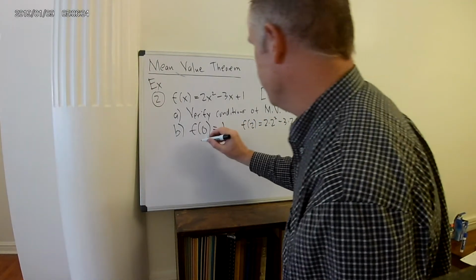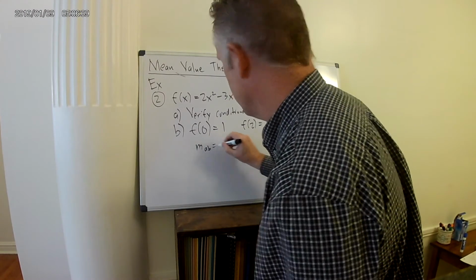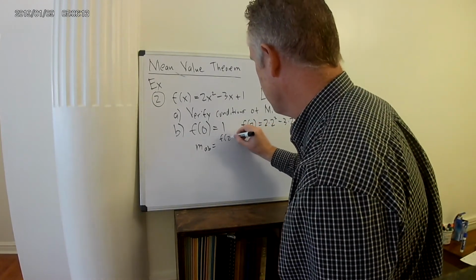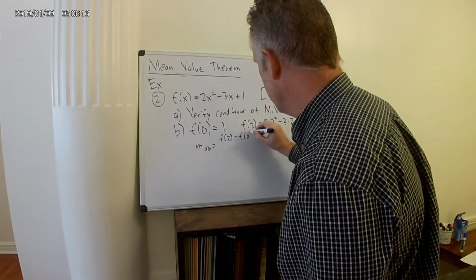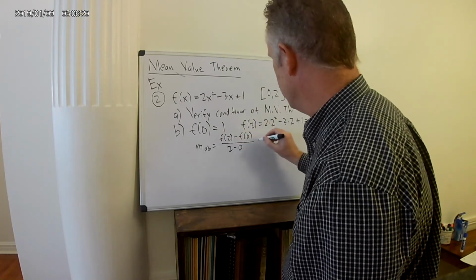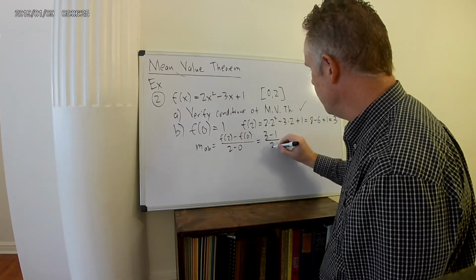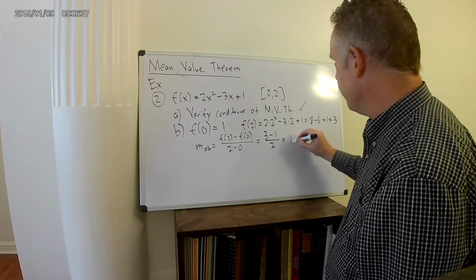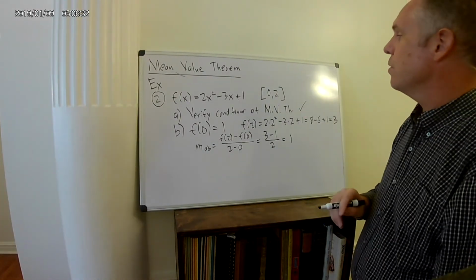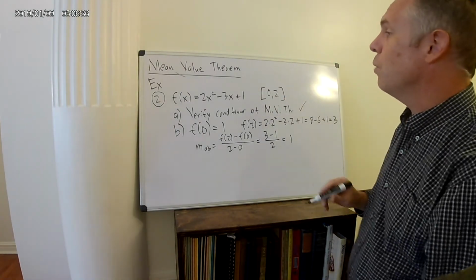Now we can calculate the slope of the secant line, AB. The slope of the secant line will be f of 2 minus f of 0 over 2 minus 0. This equals 3 minus 1 over 2, which equals 1. So that is the slope of the secant line connecting x equals 0 and x equals 2 for this function, and it is equal to 1.